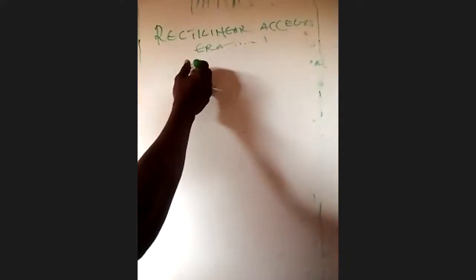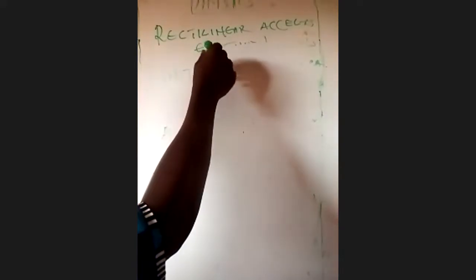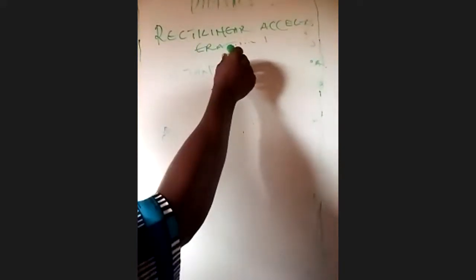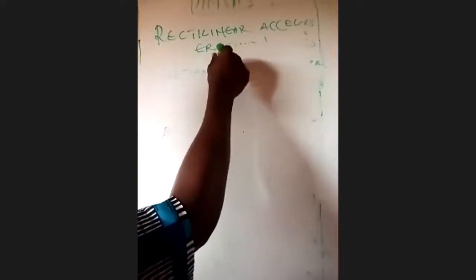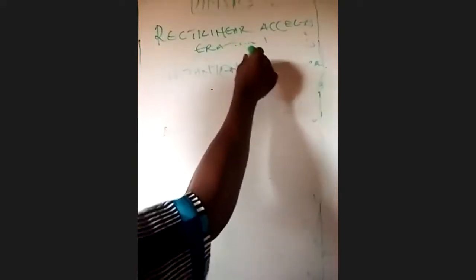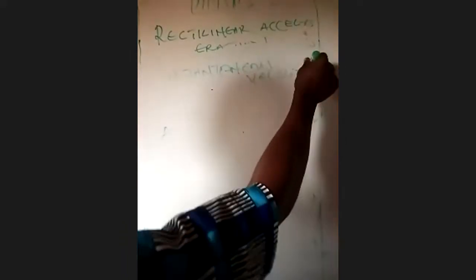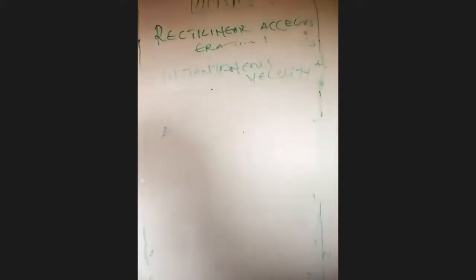Now, let's quickly talk about instantaneous velocity. Let's quickly talk about that. We talk about speed. Then we talk about the calculation under linear motion.